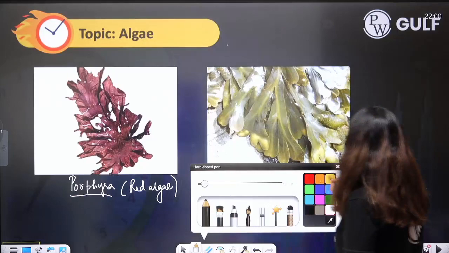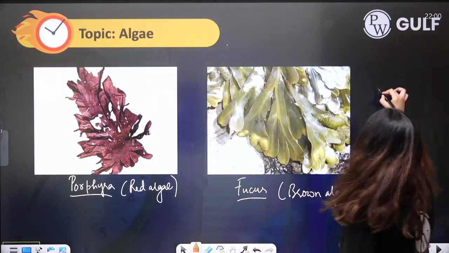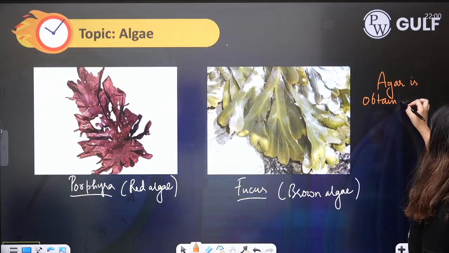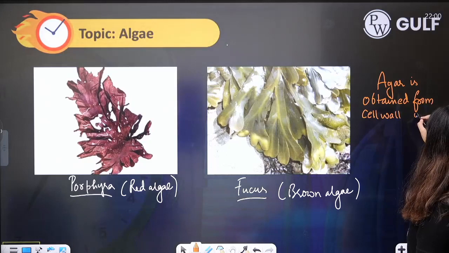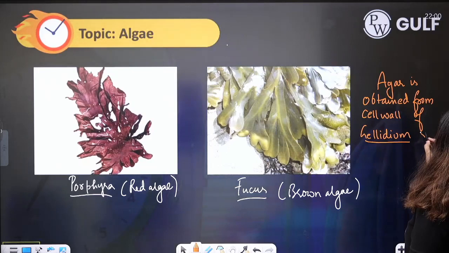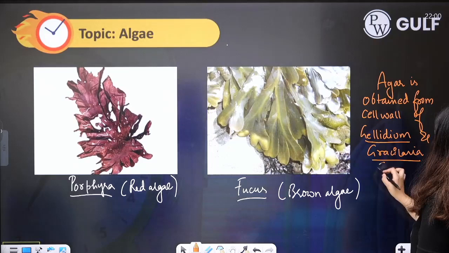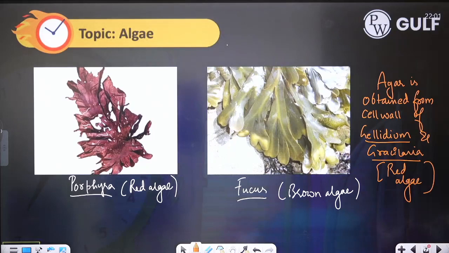Sometimes they ask you from which algae you extract agar. So agar is obtained from the cell wall of Gelidium and Gracilaria. Gelidium and Gracilaria both are red algae. Agar is commercially used to form jellies, ice cream, and also used in laboratories to grow microorganisms. So this is where we end algae.